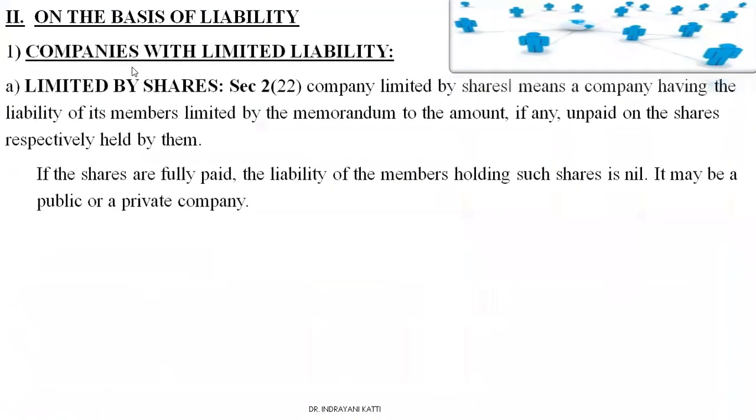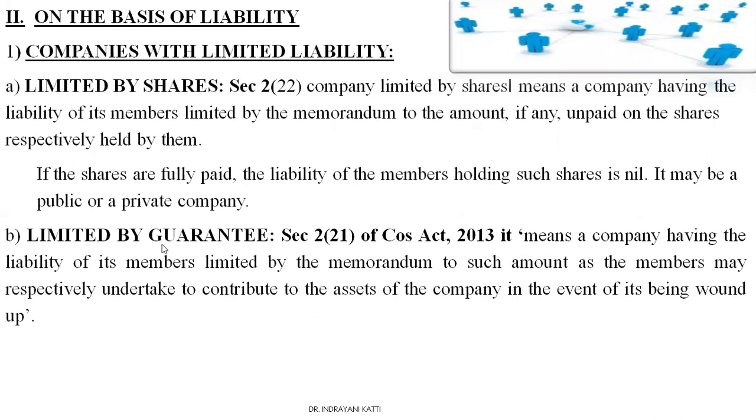We are categorizing the companies on the basis of liability. So the first company is called limited liability. Under the companies having limited liability, we learn two types: limited by shares, and another one, limited by guarantee also. Okay. So let's learn, what do you mean by limited by shares? Section 2, subsection 22 of the Companies Act.